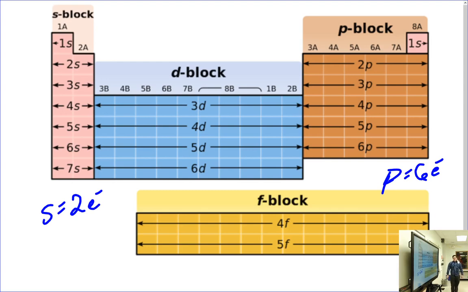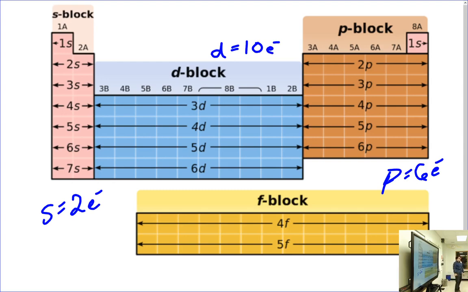The F block I really don't talk about too much. Once you understand S, P, and D, the F block is just annoying. Don't worry about it. Most of that stuff is radioactive to begin with, so we just look at it and move on. D block holds how many? 10 electrons. And then the F block has 15, I think.